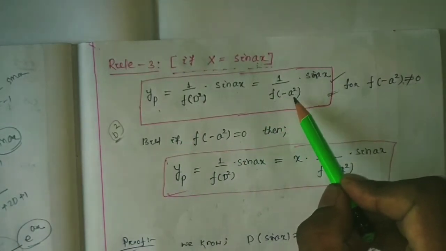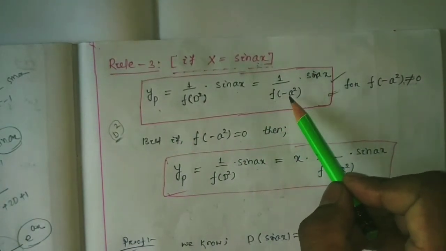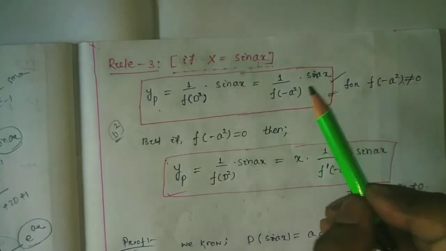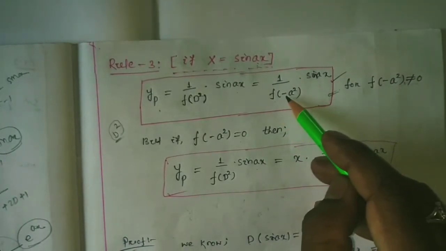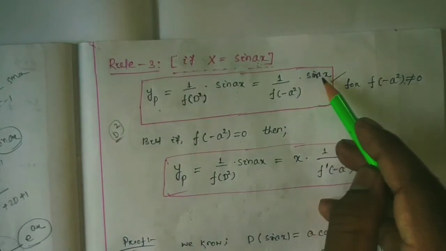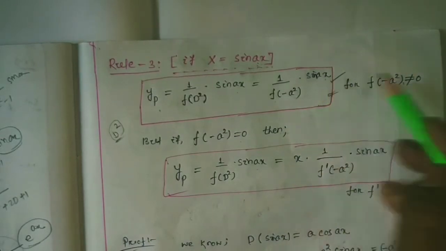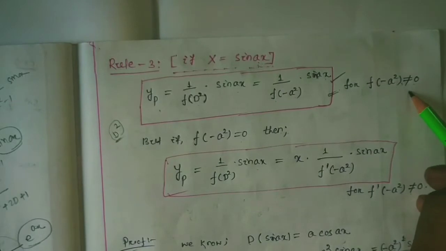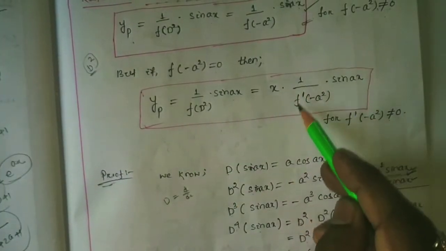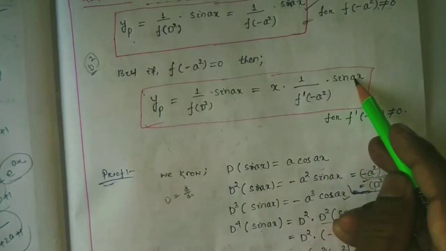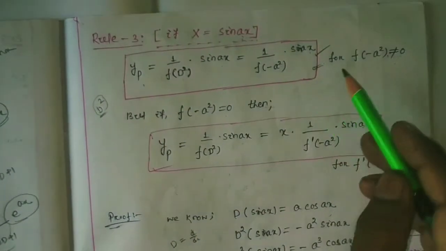That means wherever the D square term is there, at that point, instead of D square, we have to put minus a square, for sin ax, provided that this is not 0. If it is 0, then we have to consider x into 1 by f dash minus a square sin ax. Similarly, for cos x, it will be the same thing.